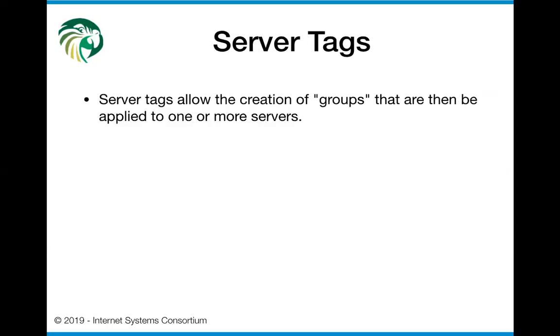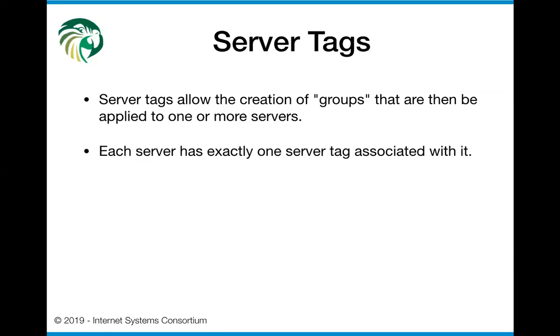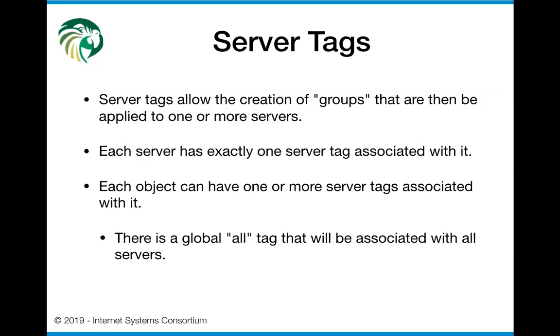So the server tags, as I mentioned earlier, are the things that actually create the ability to group options and configuration bits together. So the first thing that you're going to want to do is create the server tags. Each server has exactly one server tag that is associated with it. Each object within the database can then have zero or more server tags associated with it. There is also a global tag of all that is associated with all of the servers. So you're going to be able to set up configuration options that are specific to one machine. And then if you have some things that are deployed to every single machine in your organization, or that is served by this specific config backend database, then you're going to have a tag of all that is going to be applied to, again, all of the servers.